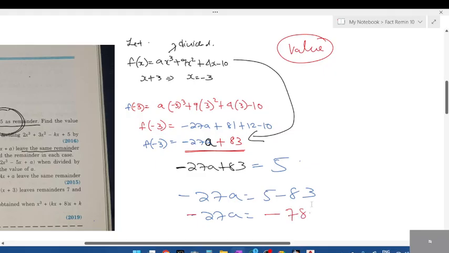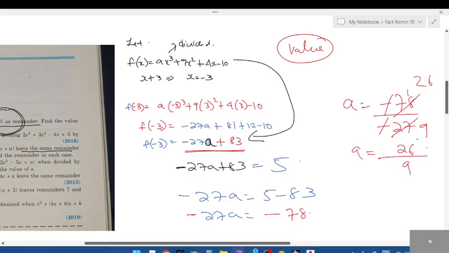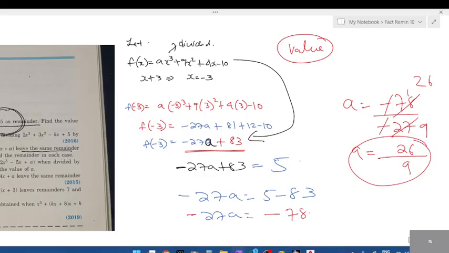Minus 78. So divide. A is equal to minus 78 divided by minus 27. Minus and minus gets cancelled. You can reduce using the 3 times table. 3 nines are 27, 3 twos are 6. So the value of A is 26 divided by 9.